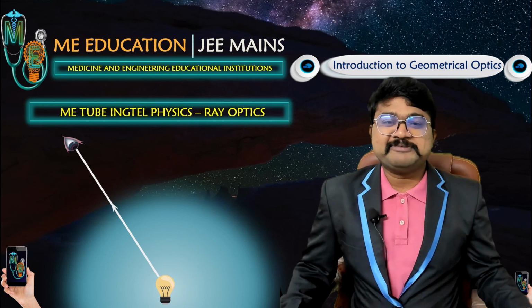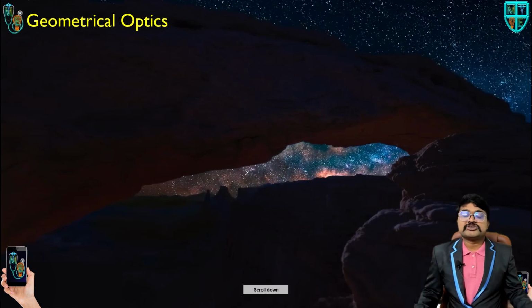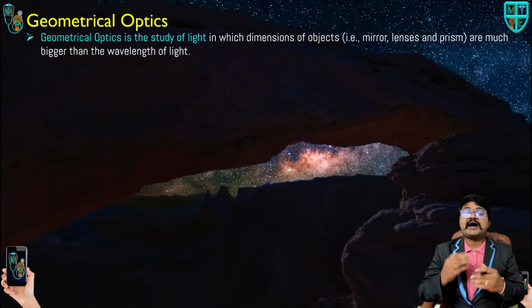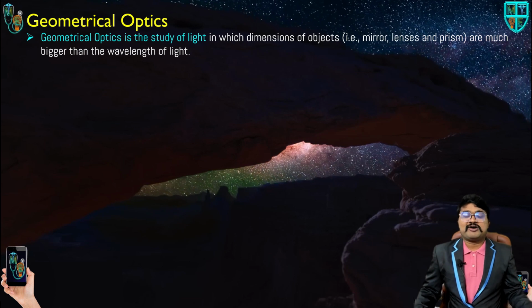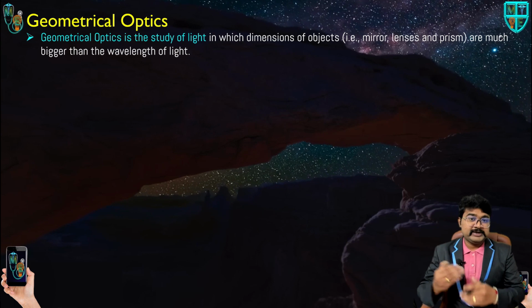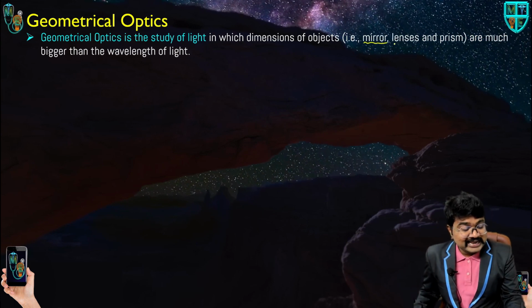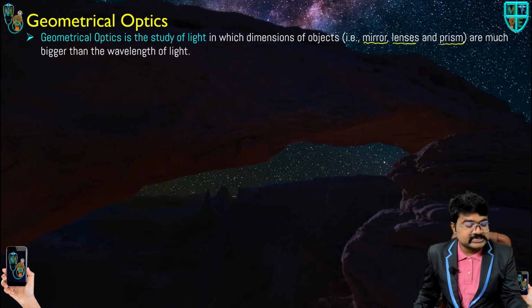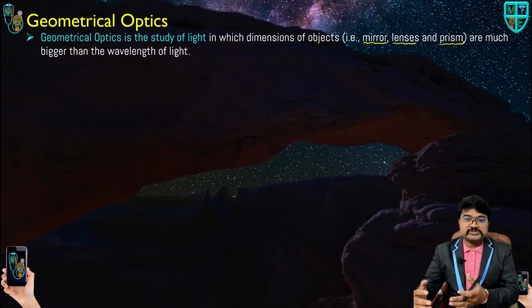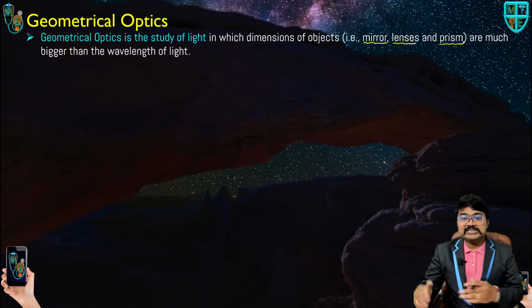Let's start the session. Geometrical optics is the study of light in which the dimensions of objects are much higher than the wavelength of light. Here we have different objects we will be discussing in upcoming classes: mirror, lenses and prism. The size of these objects is much higher than the wavelength of light in geometrical optics.